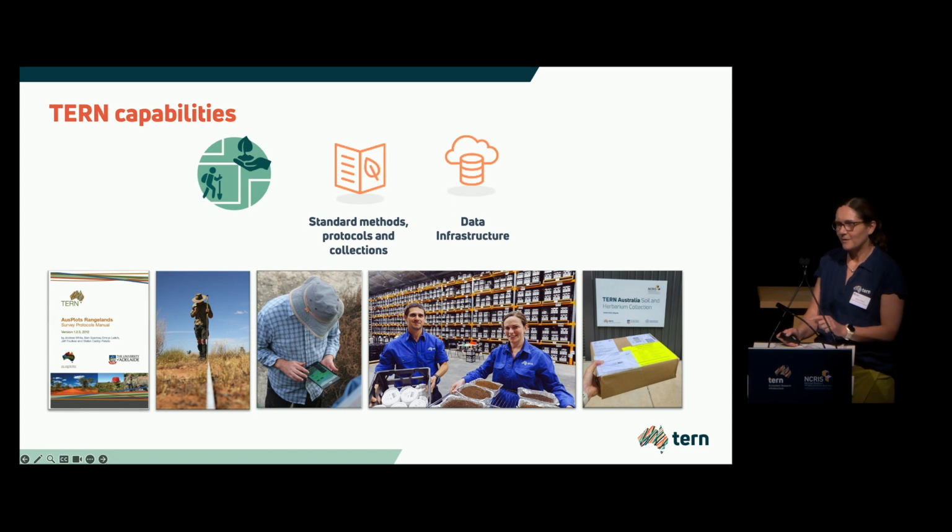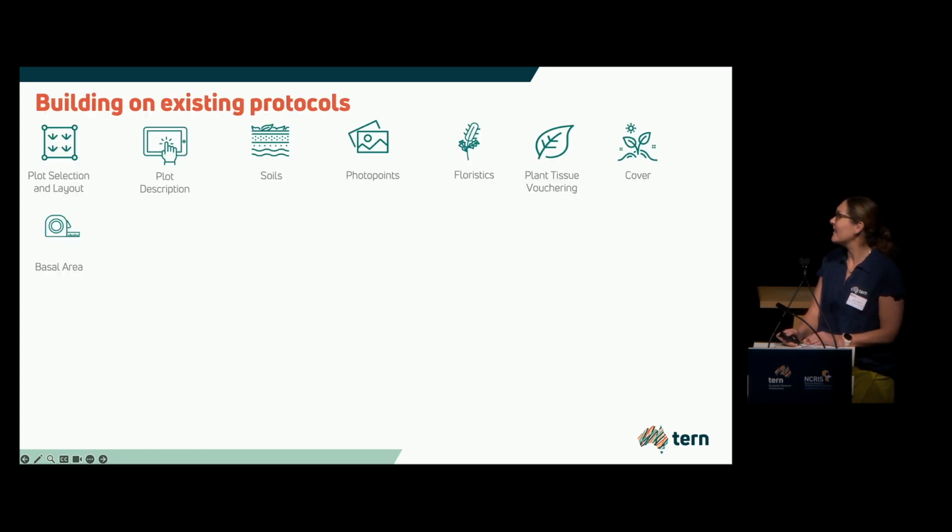So the work that Donna just talked about, basically we have these modules. Plot selection and layout is where do we establish a plot? How do we accurately locate the plot? We describe the plot. Donna talked about the soils work that we do, the photo points, floristics and plant vouchering was her favourite. We also do cover measures across the plot as well.